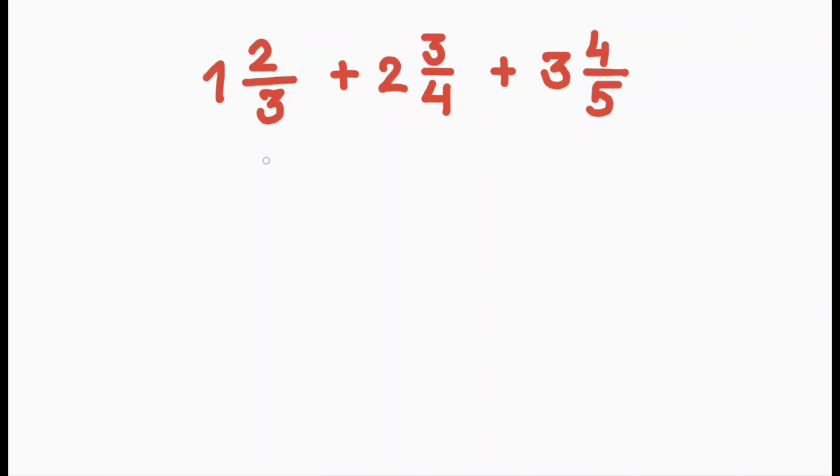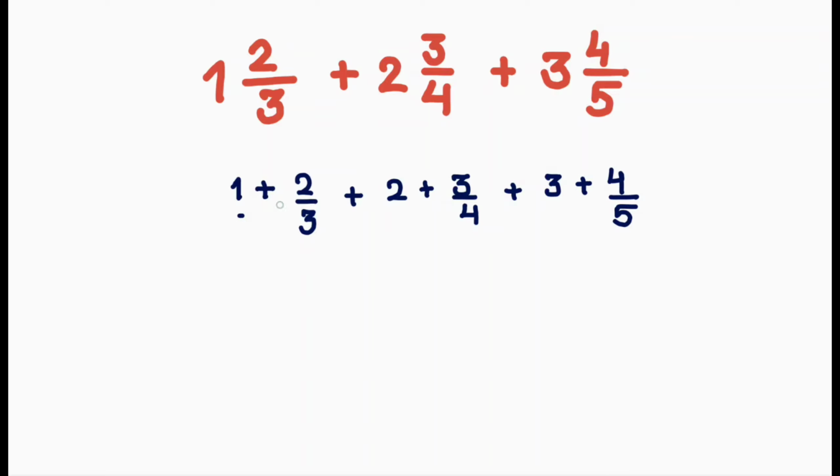You can start this by writing the mixed number as 1 plus 2 by 3 plus 2 plus 3 by 4 plus 3 plus 4 by 5. And then go on adding integers and rationals. But instead of this, I'll give you a magic trick to solve this question in seconds.